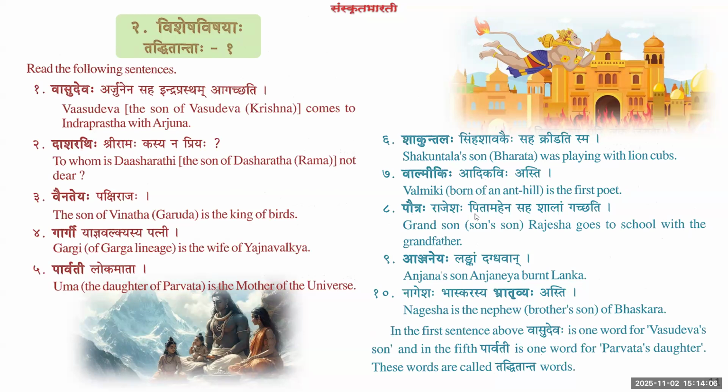Pautraha Rajeshaha Pitamahena Saha Shalam Gacchati. So Putraha, Pautraha, you can immediately see, Putra grown into Pautra as a Taddita, as a derivative. So Putrasya Putraha Pautraha is the derivation for that Taddita. So the grandson by the name Rajesh goes with his grandfather, because of whom he is grandson, to the school. I am assuming his own grandfather. Could be anybody, any grandfather. But anyway.